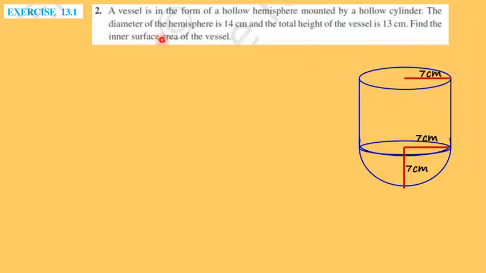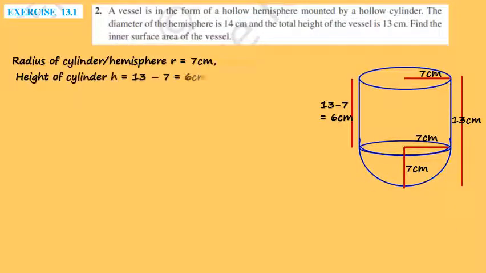It is given that the diameter is 14, so radius will become 7, and it is given that the total height of the vessel is 13. That means the height of the cylinder will be 13 minus 7, because this part is 7. So we have to subtract that. So 13 minus 7, 6 cm will be the height of the cylinder. Now the radius of the cylinder as well as the hemisphere is the same, equal to 7 cm, and the height of the cylinder is equal to 6 cm.